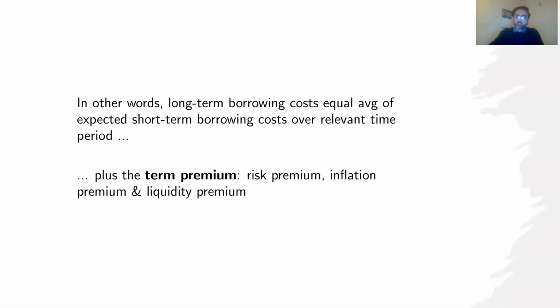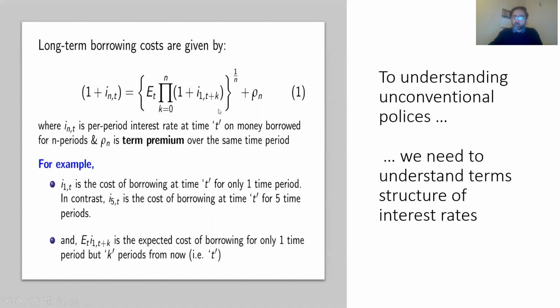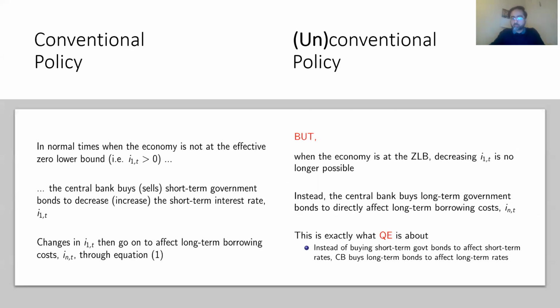And by decreasing the interest rate on a short-term government bond, in other words, by decreasing the short-term interest rate here at time t, it can go up till k. So if the central bank says they will keep the interest rate low for the next 5 periods, then the short-term interest rate will remain low for the next 5 periods, and that will go on to influence the long-term borrowing costs much more. And that will then stimulate the economy. Okay.